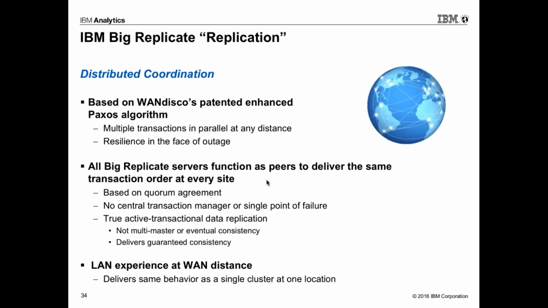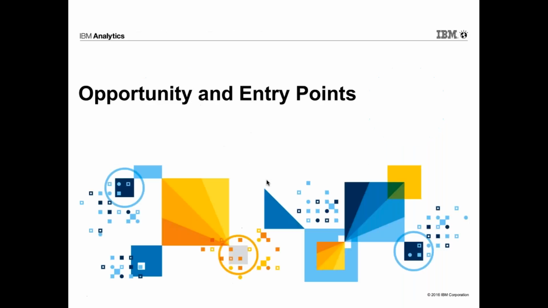IBM Big Replicate replication is basically, again, a distributed coordination. It's not a master-slave architecture. All Big Replicate servers function as peers to deliver the same transaction order at every site, as I mentioned, and it is also based on WANdisco's patented enhanced Paxos algorithm. It gives you a LAN experience even at wide area network distance, so you feel like you are removing the network silos and working in synchronization in real time.